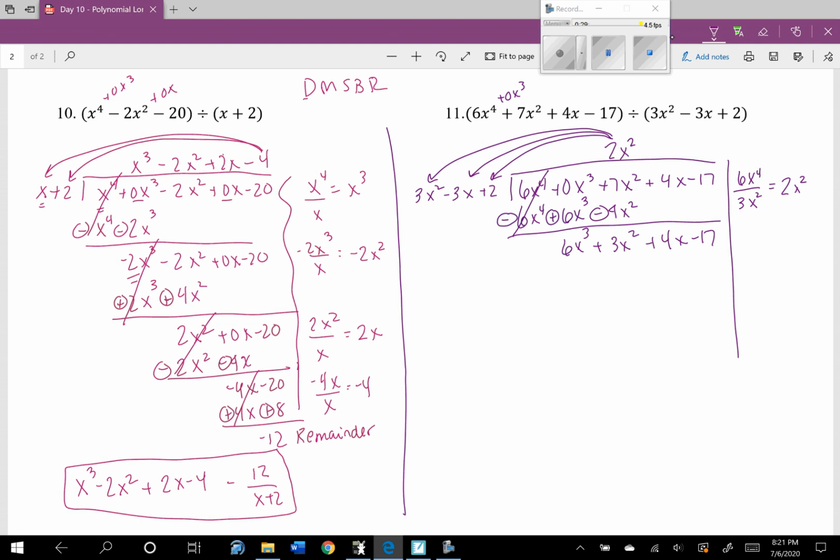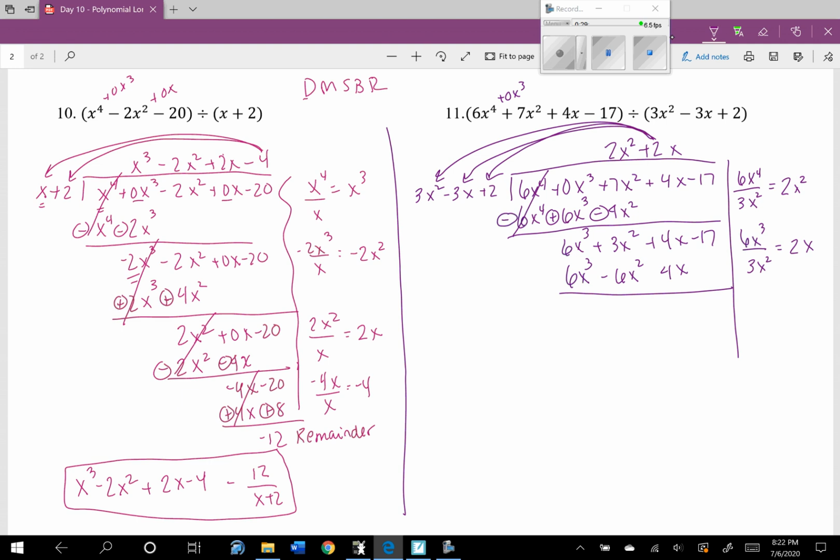and repeat. So 6x cubed divided by 3x squared gives me 2x. So that's positive 2x above the linear terms. M stands for multiply. So 2x times 3x squared gives me 6x cubed. 2x times negative 3x gives me negative 6x squared. And 2x times 2 gives me 4x.